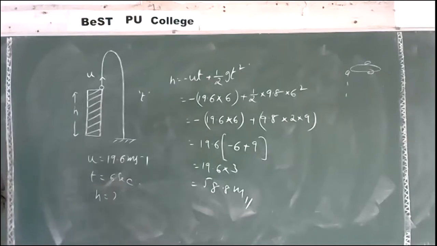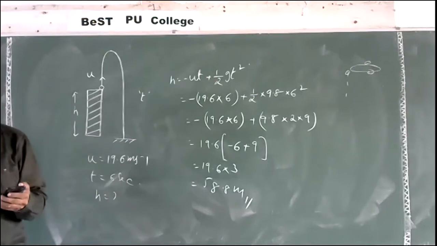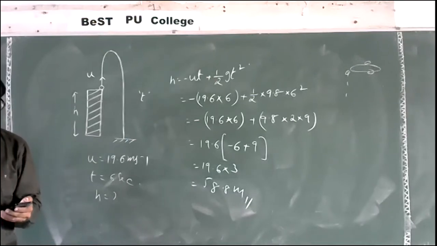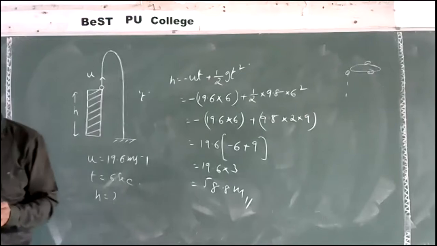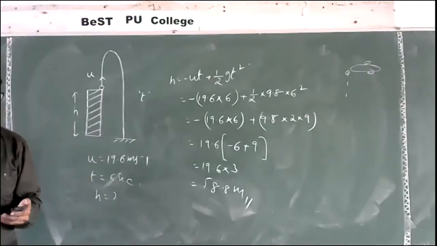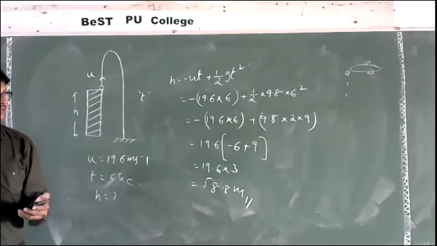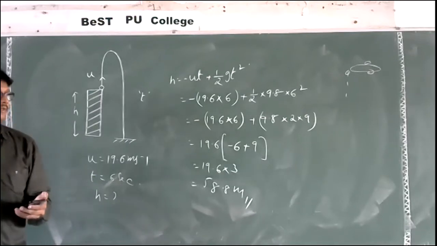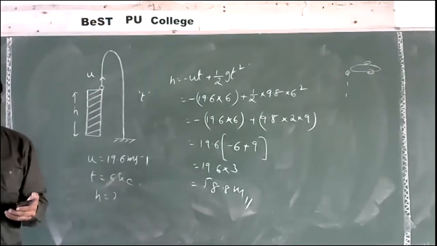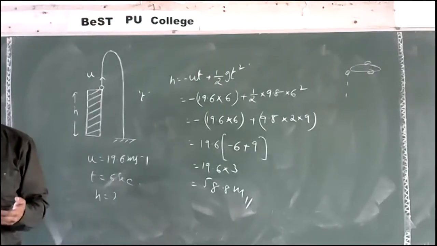Next one. A ball is thrown vertically upwards with a velocity of 20 meters per second from the top of a building, full stop.